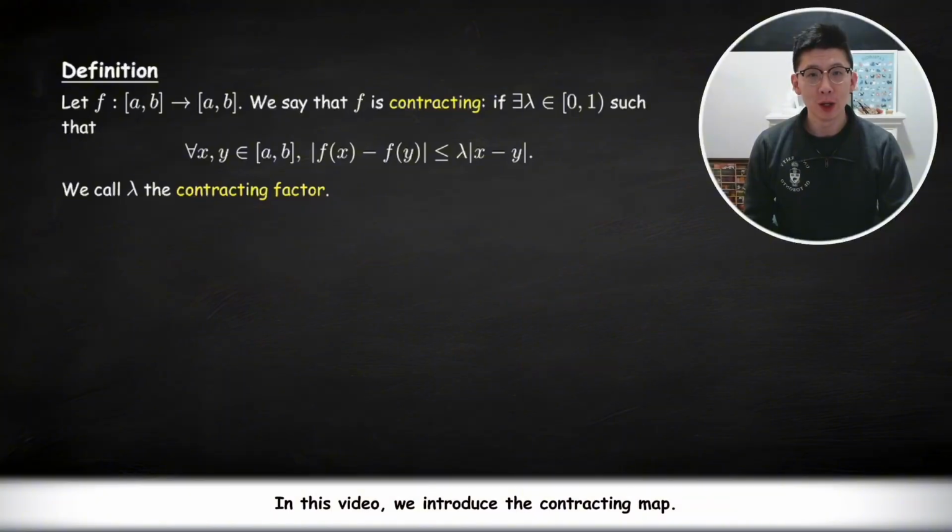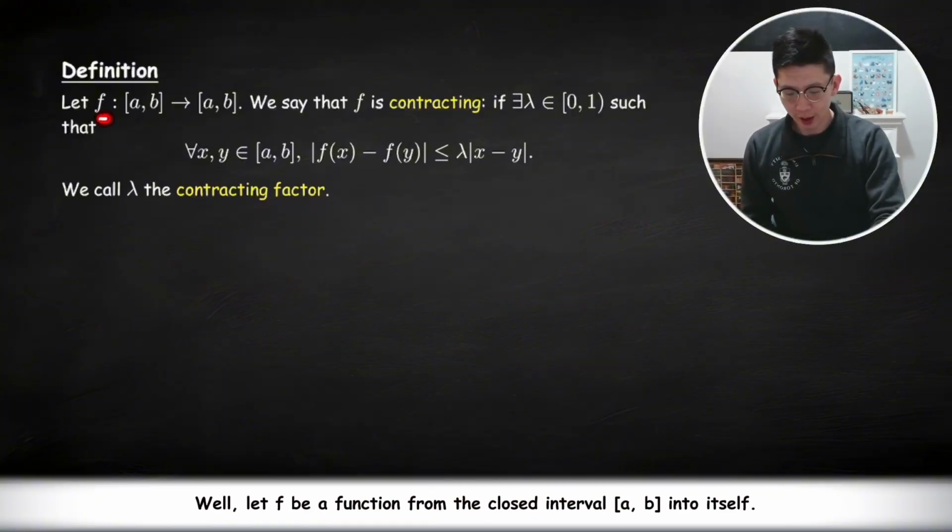In this video, we introduce the contracting map. What is a contracting map? Well, let f be a function from the closed interval [a, b] into itself.